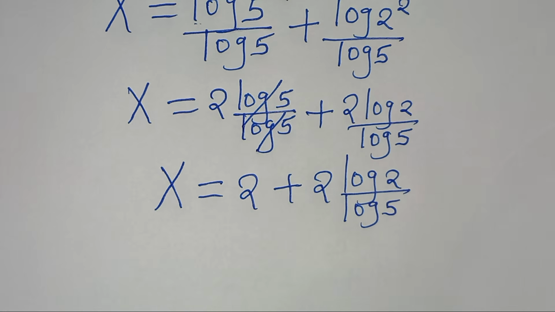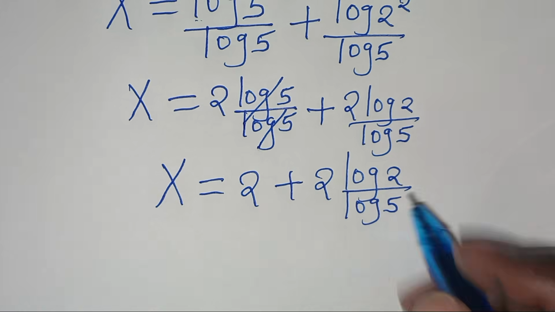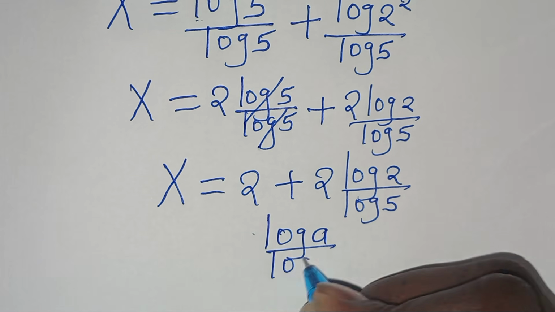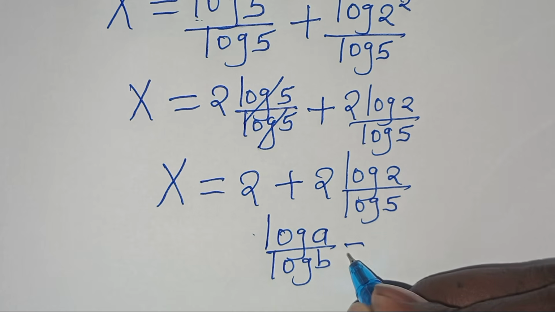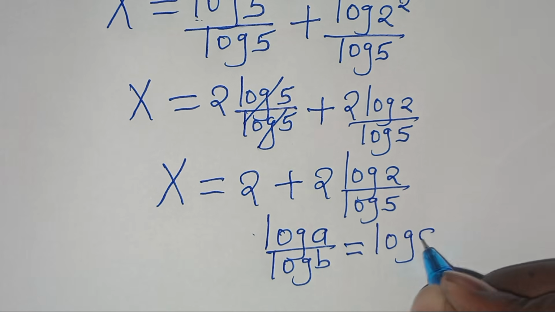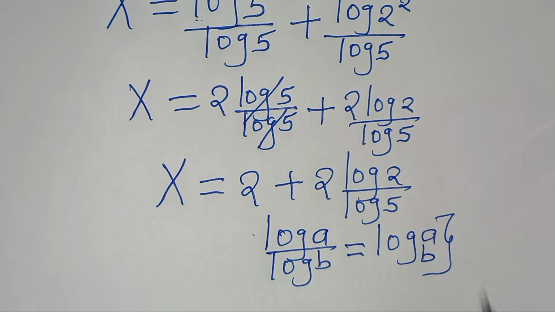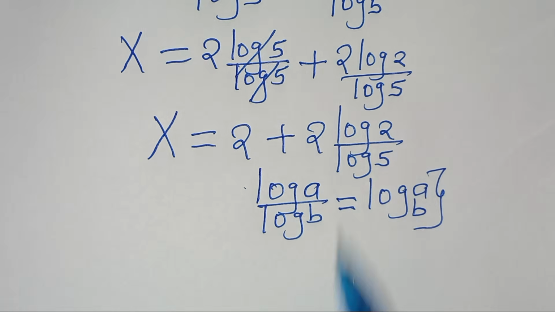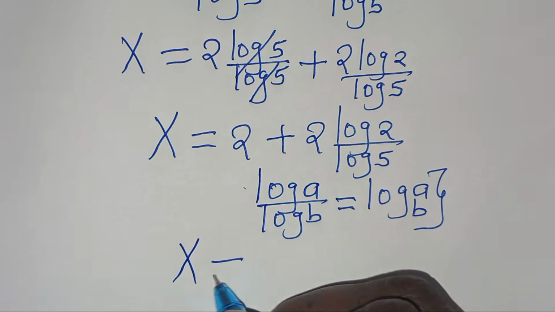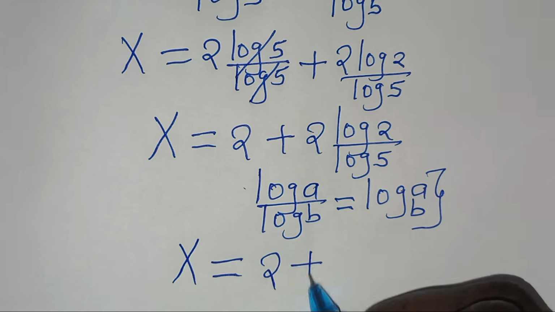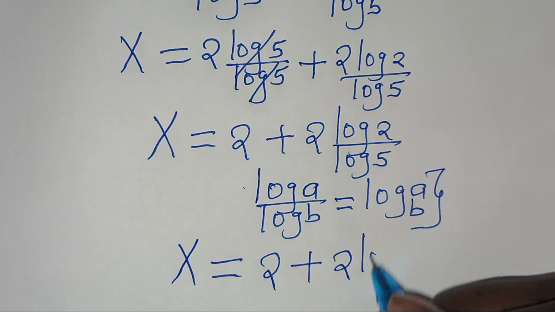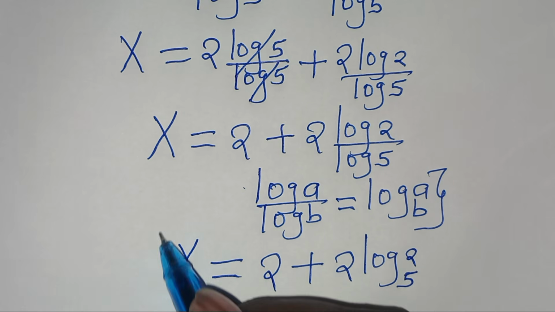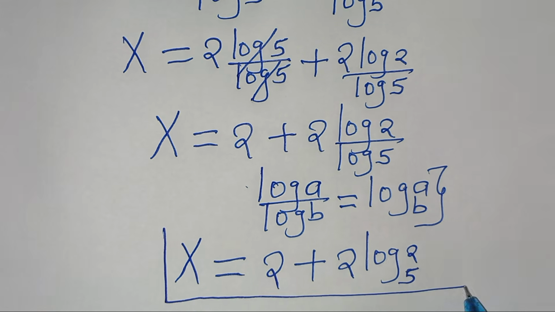Now the next step is that we have log 2 over log 5. This is in the form of log a divided by log b, which we can express as log a to base b. Now applying this logarithm property, it follows that the value of x is equal to 2 plus 2 log 2 to base 5. So this is the value of x.